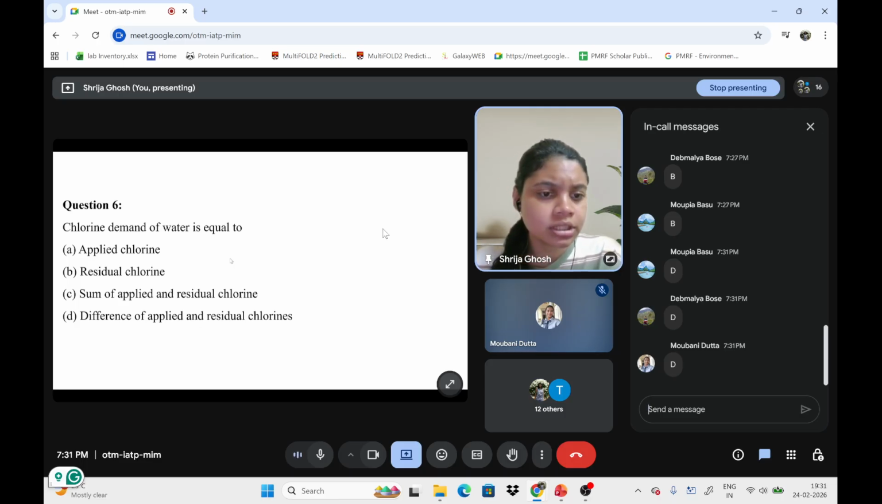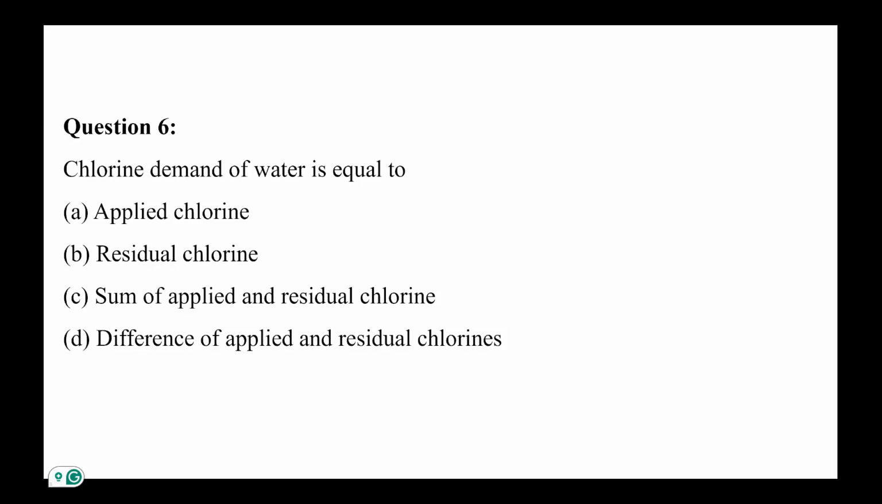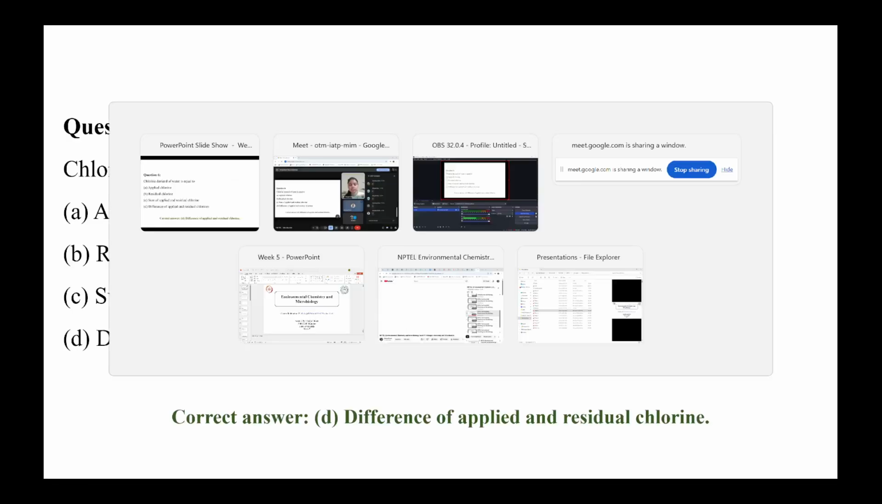Again, three answers are there in the chat box already. What about others? Anyone else wants to write an answer? What is chlorine demand? Okay, the three answers in the chat box are option D, that is difference of applied and residual chlorine. That is the correct answer.